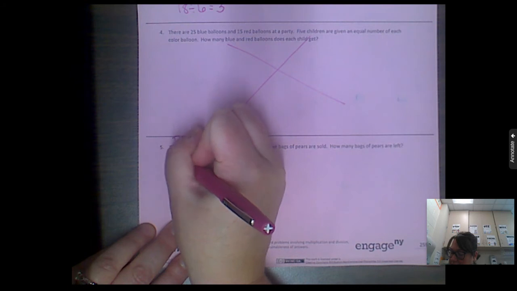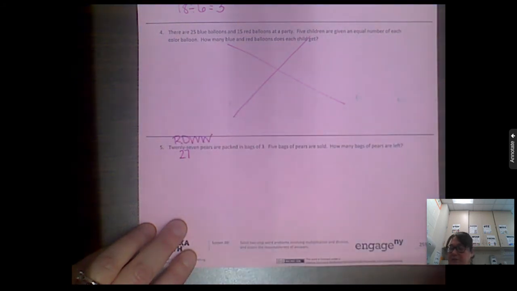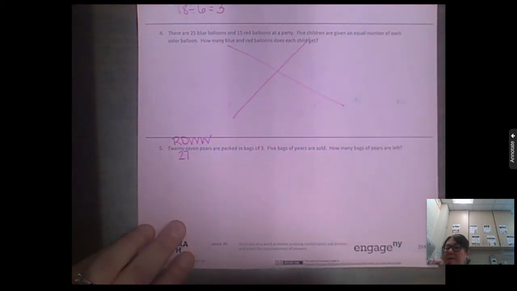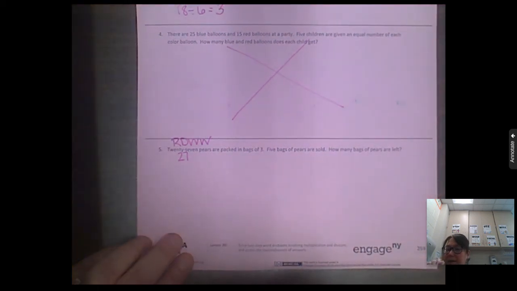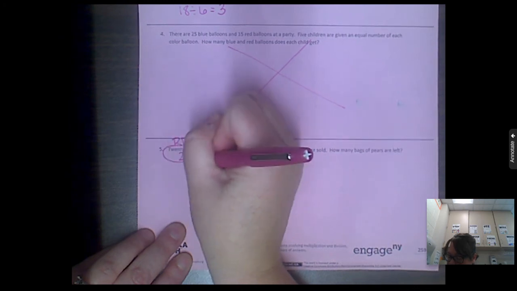RDWW. Okay, 27. I'm just going to write that 27 under it because it helps me to see it better. 27 pears are packed in bags of 3. What do we think about that 27? I know what I'm thinking about the 27. What are you thinking about it? Do you think it's a total? Me too. I'm going to circle it.